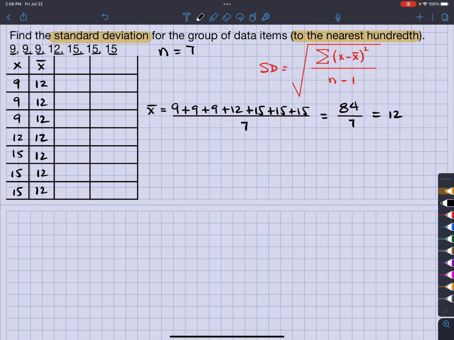My next column is I'm going to take the difference of the two. So 9 minus 12 is negative 3, 9 minus 12 is negative 3, 9 minus 12 is negative 3, 12 minus 12 is 0, and then 3, 3, and 3, okay? So then the next one is going to be the x minus x bar squared. So I'm squaring the previous column. So negative 3 squared is 9, 3 squared is 9. Awesome.